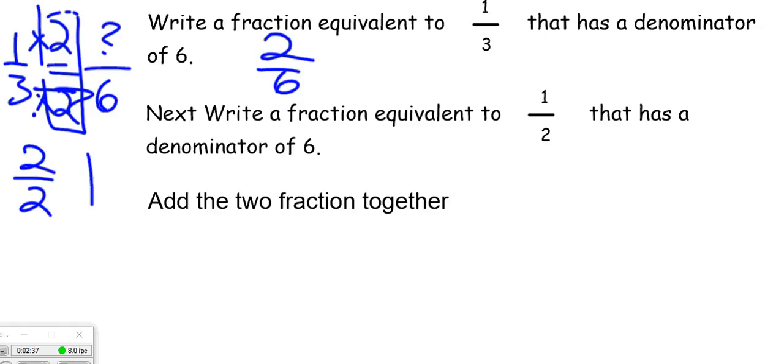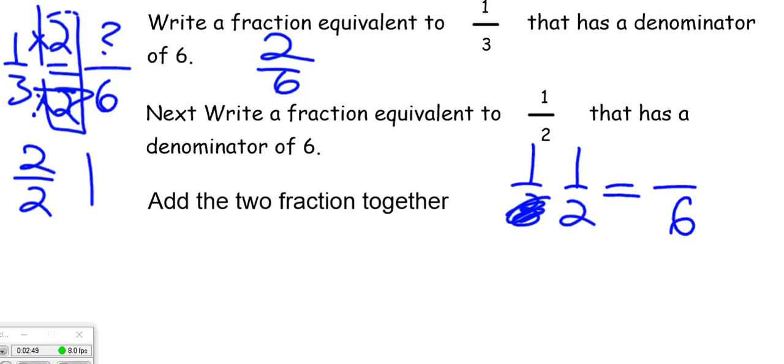Next, write a fraction equal to 1/2 that has a denominator of 6. So that's 1/2, that's not a 2. 1/2, and it's going to equal something over 6. How does 2 become 6? That's kind of a no-brainer because we just did the same thing over here, but we're just going to reverse it a little bit. So we're going to multiply by 3 on both sides.